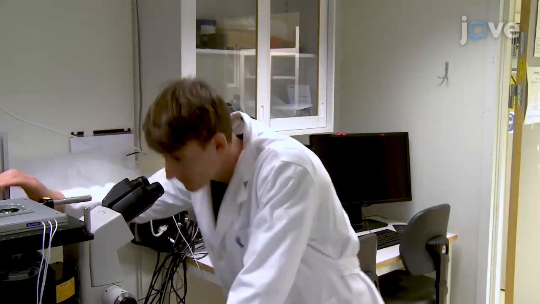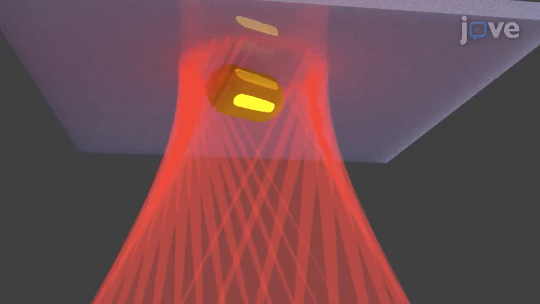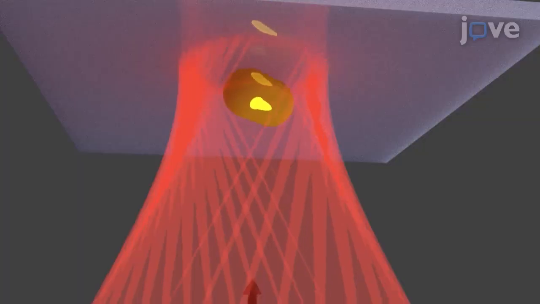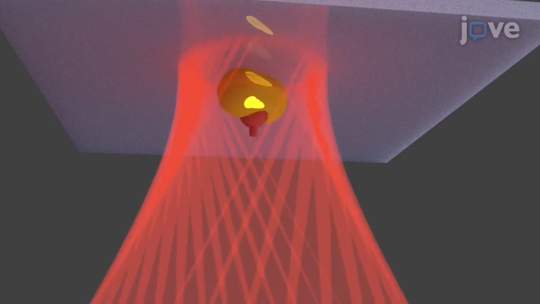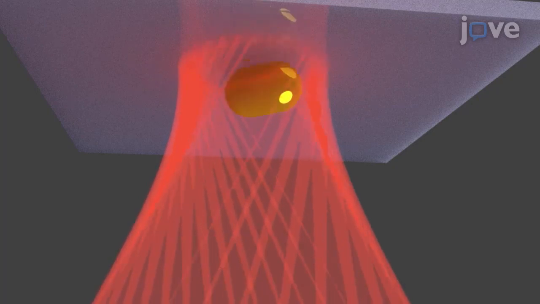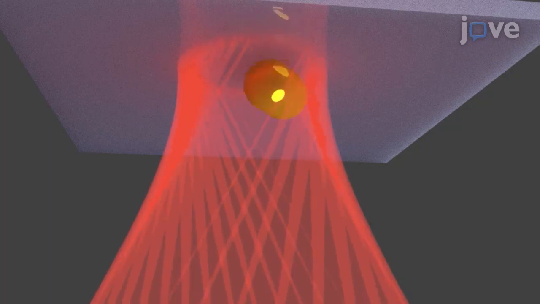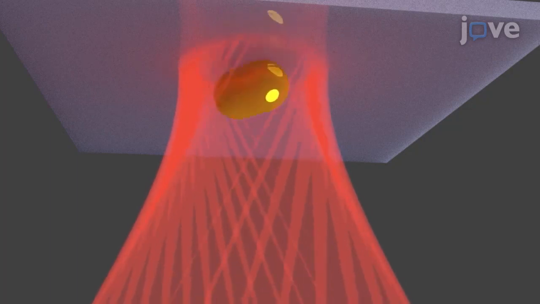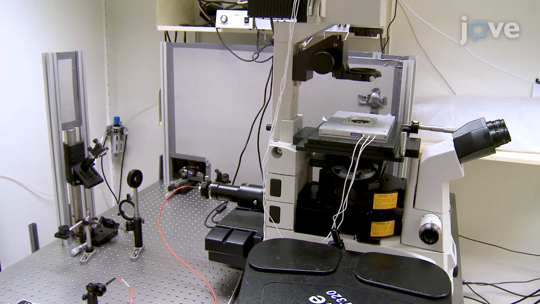The idea is to trap a metallic nanoparticle by a focused laser beam in an optical tweezer setup. If the trapping laser light is circularly polarized, the nanoparticle will rotate due to transfer of angular momentum from the light. Construct the setup around a suitable inverted microscope.